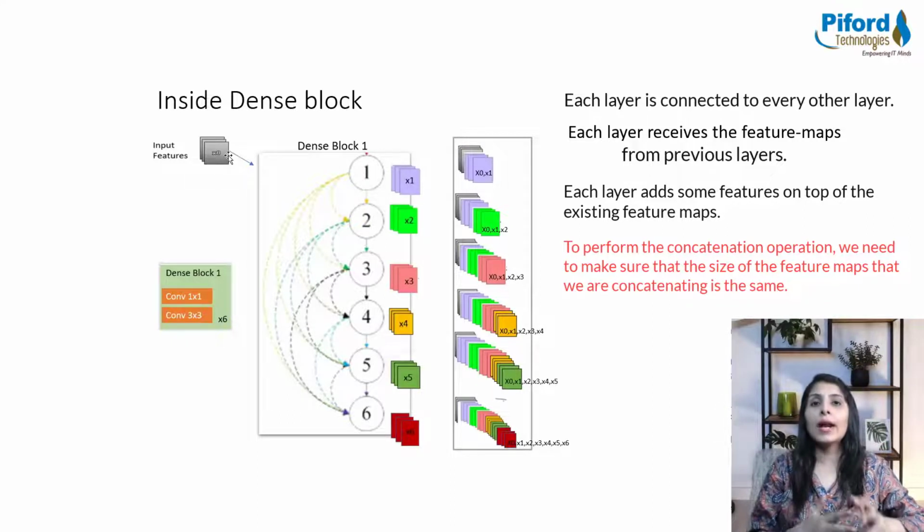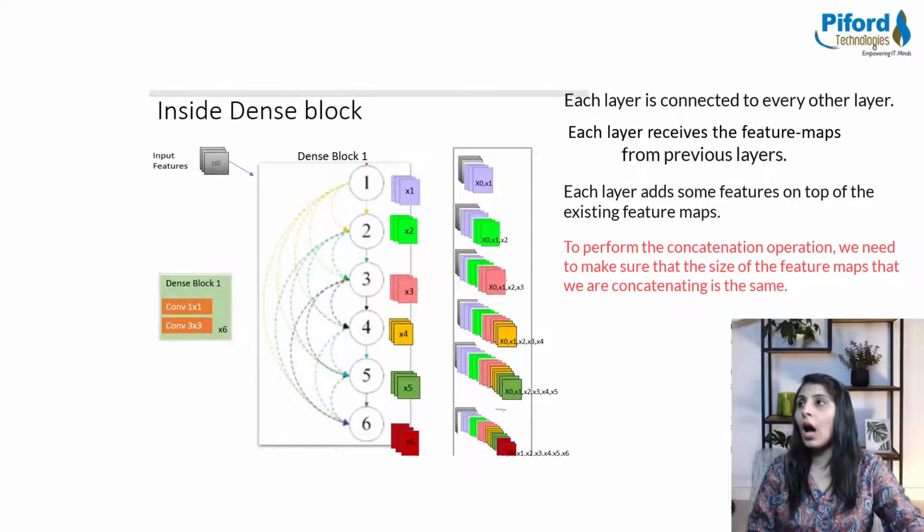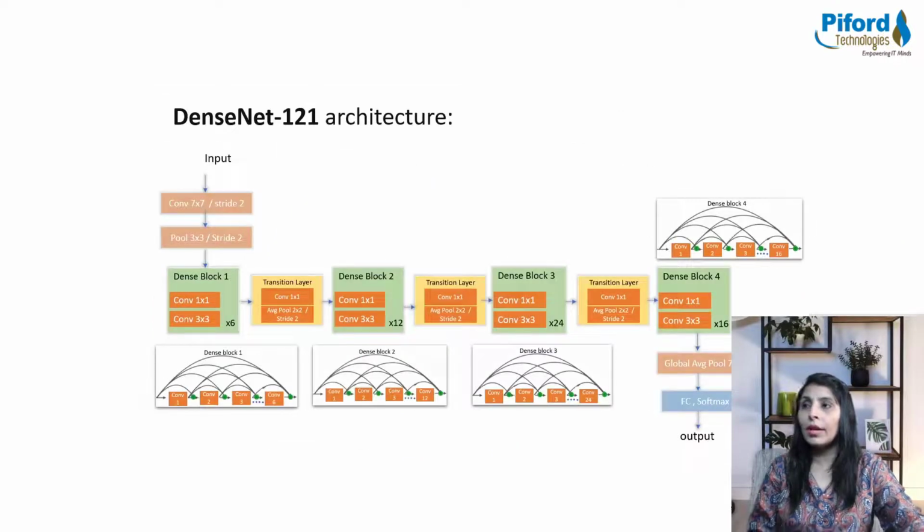Now, how do we handle this problem? We want to perform both operations. We want to perform downsampling, because it is an important part of a convolutional neural network and DenseNet is a convolutional neural network. And the second thing we want to perform is to concatenate the features. Now let's see how we can perform both these things simultaneously. So let's go back to the architecture again here.